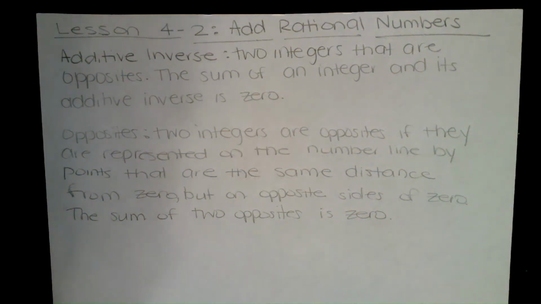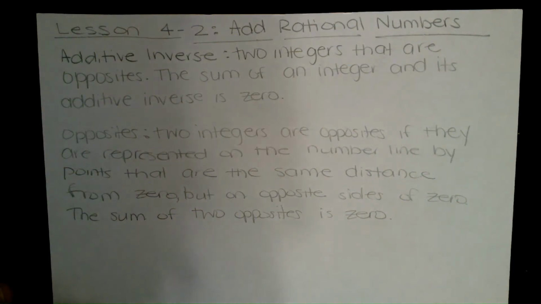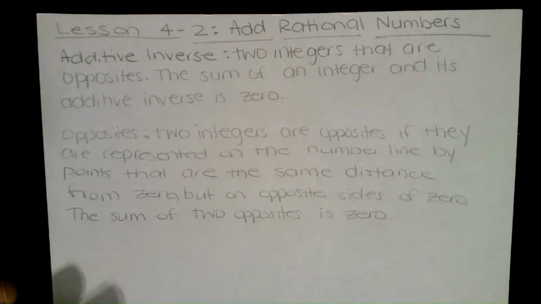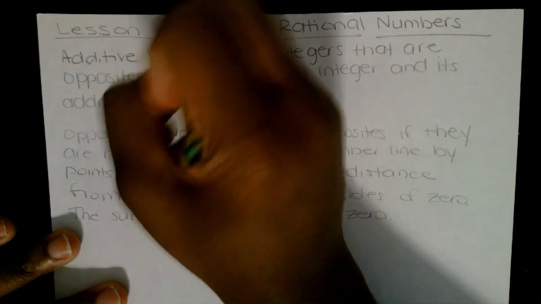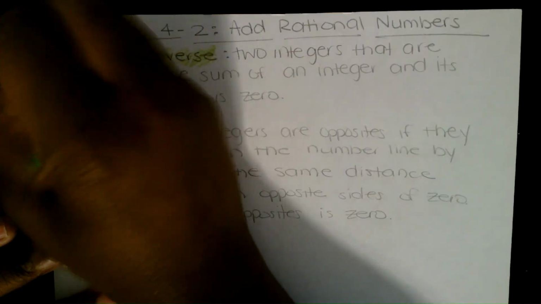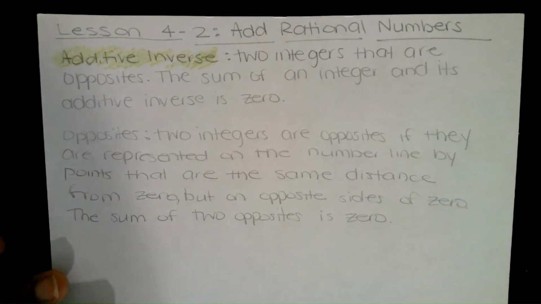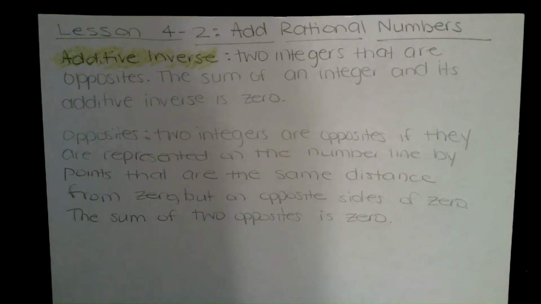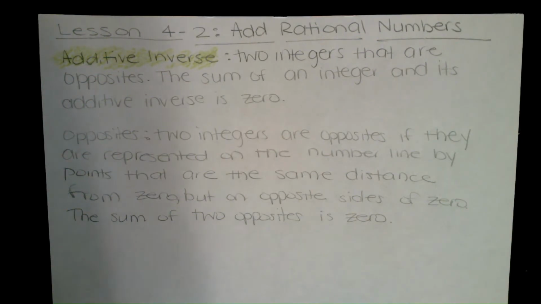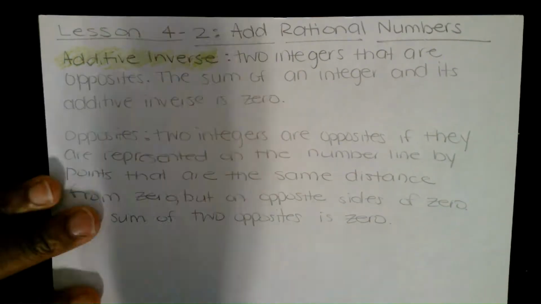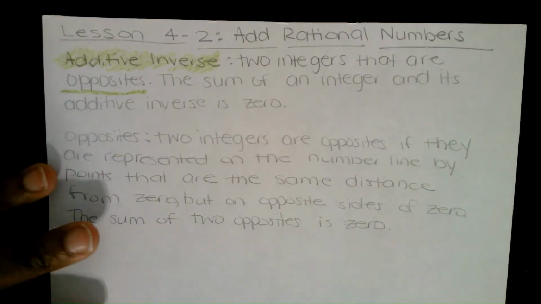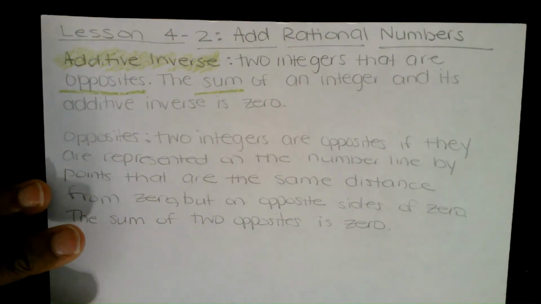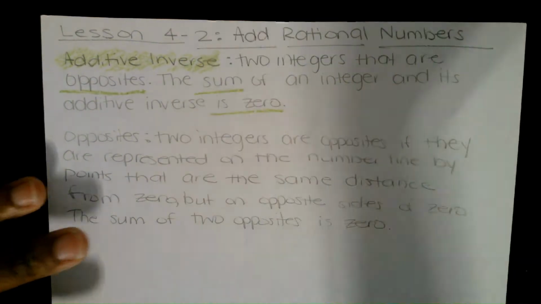All right, in this video, we are going to go over lesson 4-2, add rational numbers. So some important vocabulary that we're going to be using in this lesson is additive inverse. We also use additive inverse in module 3 in operations with integers, and we're also going to use it in this module with operations with rational numbers. So an additive inverse is two integers that are opposites. The sum of an integer in its additive inverse is 0.